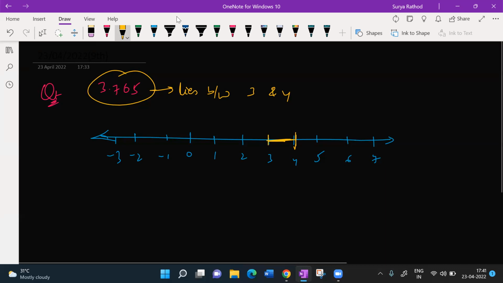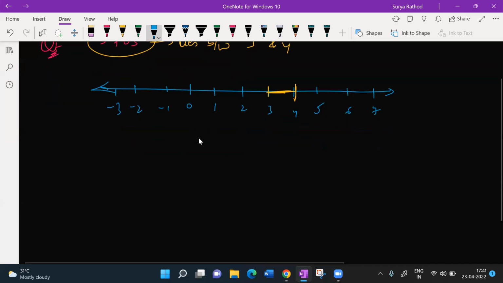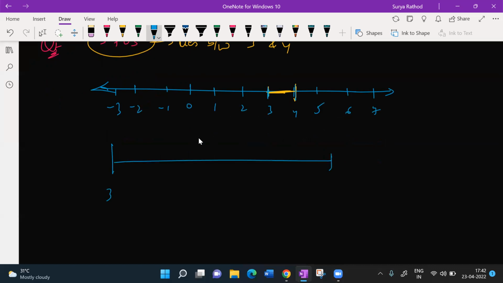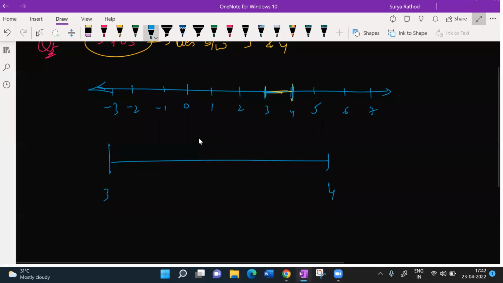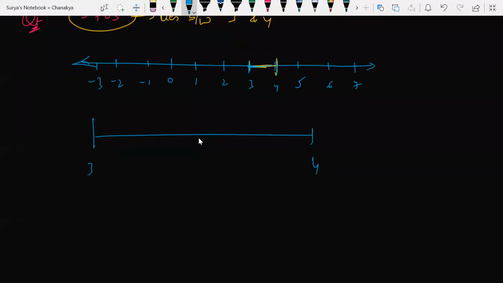So first of all, what you have to do here is find the numbers 3 and 4 on the number line. Let me write 3 here, 4 here. I took that portion alone separately. You have to divide the gap between 3 and 4 into 10 parts, each 3.1, 3.2.